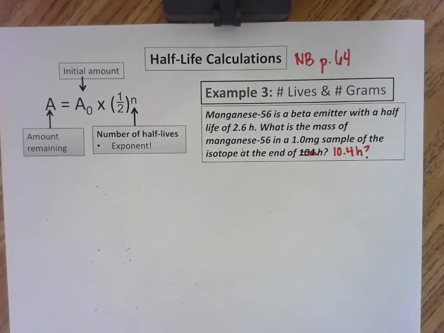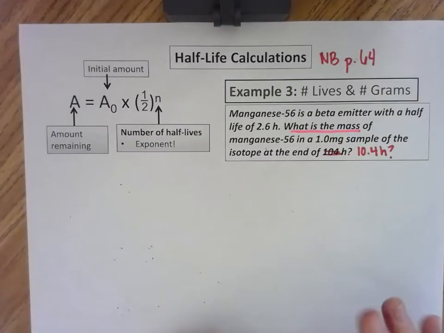I'm going to read this to us, and then we're going to decide if we're going to use this formula or not. Manganese 56 is a beta emitter with a half-life of 2.6 hours. What is the mass of manganese 56 in a 1.0 milligram sample of the isotope at the end of 10.4 hours? Right. Here it says, what is the mass?